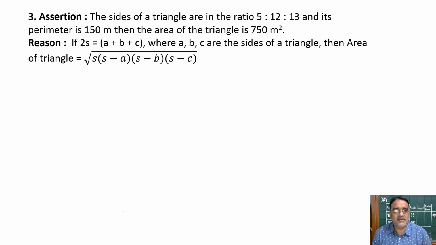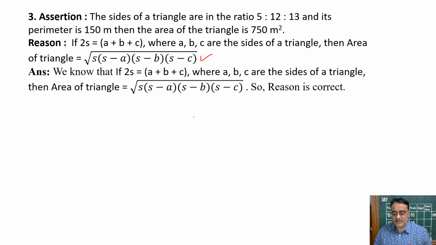Now we are moving towards the third question. The sides of a triangle are in the ratio 5 is to 12 is to 13, and its perimeter is 150 meter. Then the area of the triangle is 750 meter square. Now the reason: if 2s is equal to a plus b plus c, that is the perimeter, where a, b, c are the sides of a triangle, then area of triangle is equal to root over s into s minus a into s minus b into s minus c. Whether the reason is correct? Yes, sir. Right. So this formula is correct. So the reason is correct. Now we have to check for the assertion.